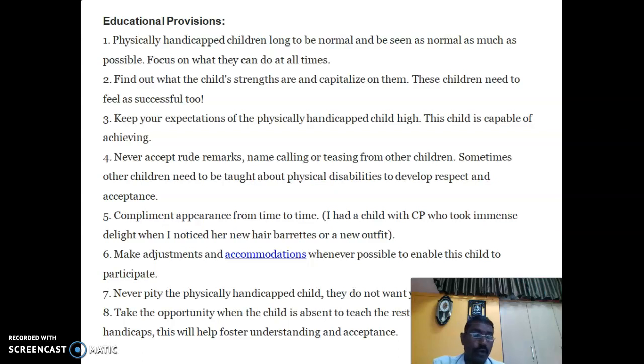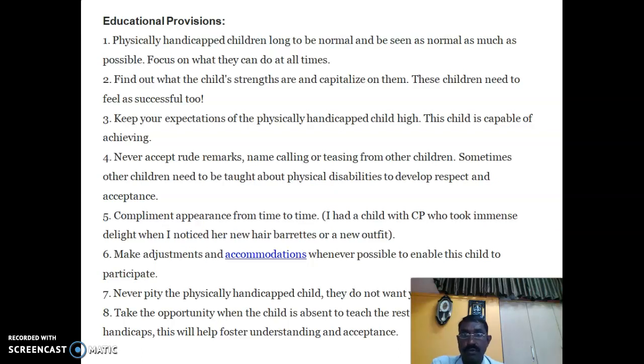Educational provisions for physically handicapped children. Physically handicapped children long to be normal and to be seen as normal as possible. Focus so that they can react at times. Find out what the child's strengths are and capitalize on them. The children need to feel successful too. Keep your expectations for physically challenged children high and the child capable of achieving.